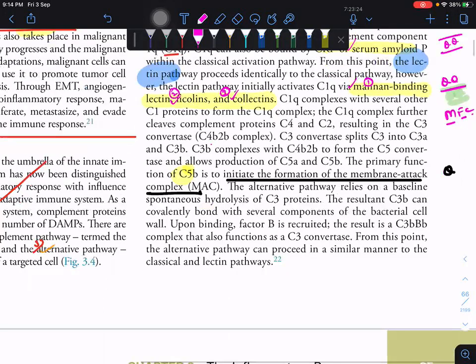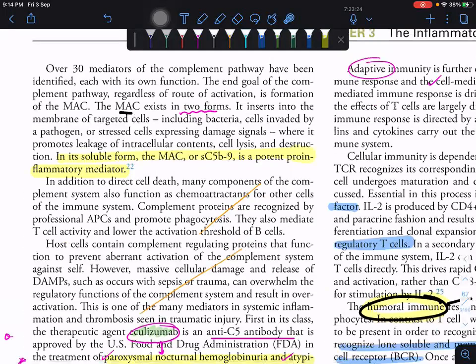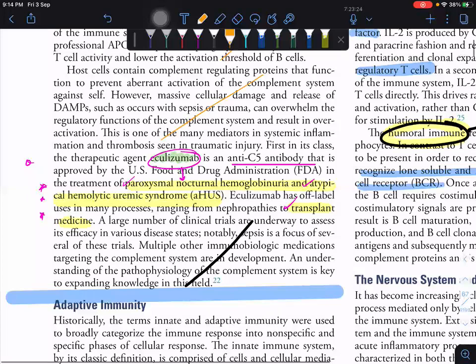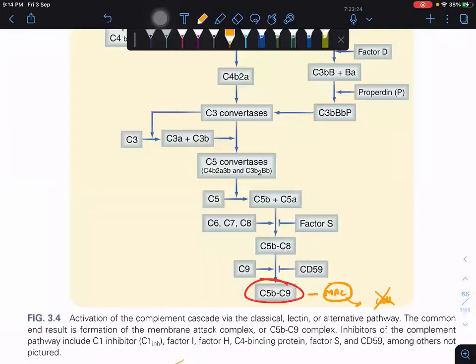Another thing is they are telling that the primary function of C5b is to initiate the formation of the membrane attack complex, C5b-C9. So MAC exists in two forms. In its soluble form, the MAC, or SC5b-9, is a potent pro-inflammatory mediator. So the soluble form is very important. MCQ: it's not the insoluble form. The soluble form of C5b-9 is a potent pro-inflammatory mediator. So in that, the C5 activation step is very important.